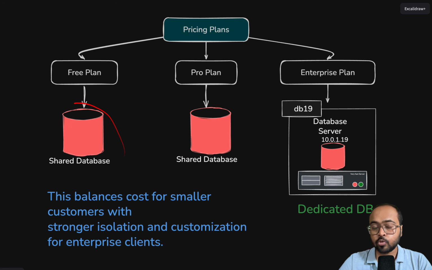And for the pro users who are paying customers, you can choose the shared database, but with a little less crowding. So free users will go in the shared database, but for pro plan users, the crowd in the database will be smaller, so that the performance is a little bit higher. And finally, we have the enterprise customer, for which performance is the topmost priority, and data security and data isolation are very high priority. So for those users, you create a dedicated instance.